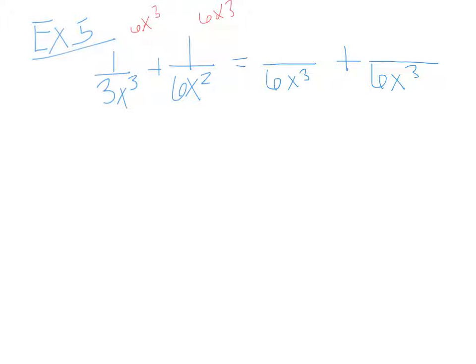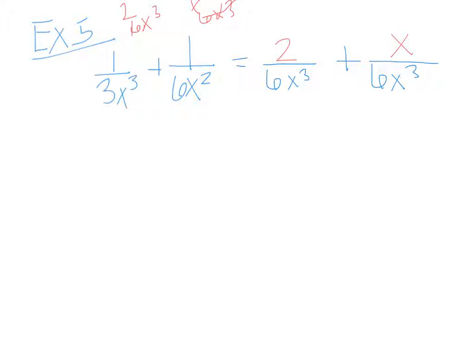And just like in example number 3, 3 will go into 6 2 times, and x cubed will cancel. So all I have to multiply back is 2 times 1, which is 2. Sorry for my ugly handwriting. Let me try to make that pretty for you. There you go. Now, 6x squared will go into 6x cubed, leaving 1x left over. So 1 times x is x.